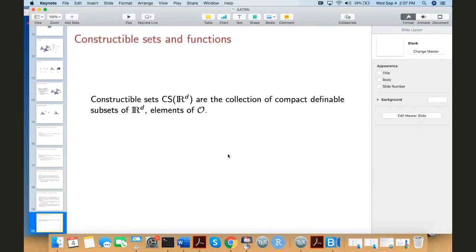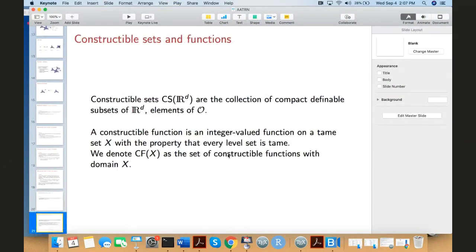So given this o-minimal idea, there are two important objects that we're going to look at. One is constructible sets. These are collections of compact definable subsets of R^D. These are elements of O. And the other is a constructible function, which is a function on a tame set, and it's basically going to have the property that it changes its integer values. So you can start seeing where we're trying to get towards an Euler calculus or Euler characteristics.